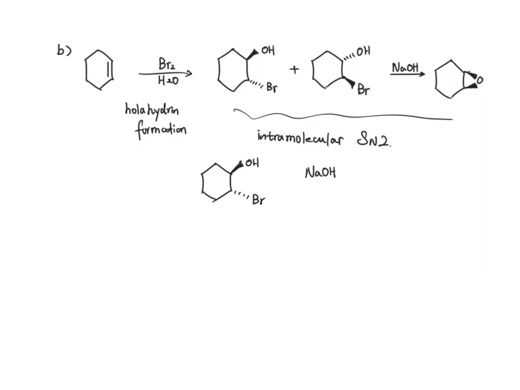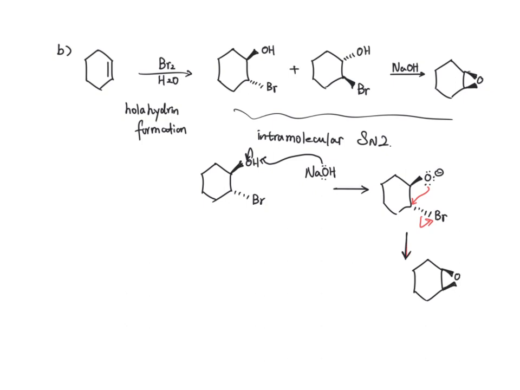So this strong base, sodium hydroxide, will deprotonate this OH group. And what we have here is the oxygen now carrying a negative charge, and we have this good leaving group. Next, the strong nucleophile comes in from the front and kicks the bromine away, and that gives us the epoxide.